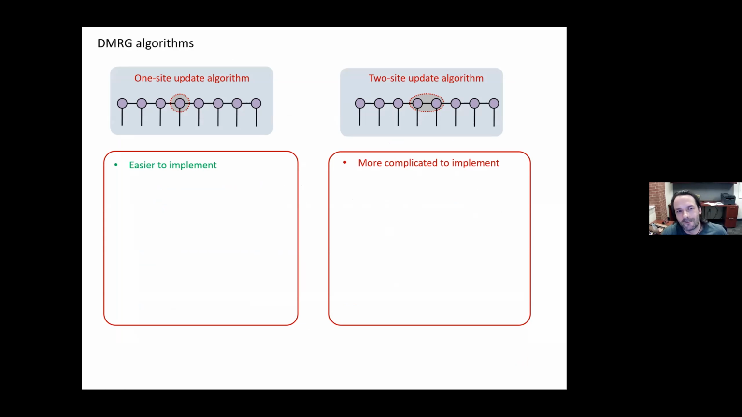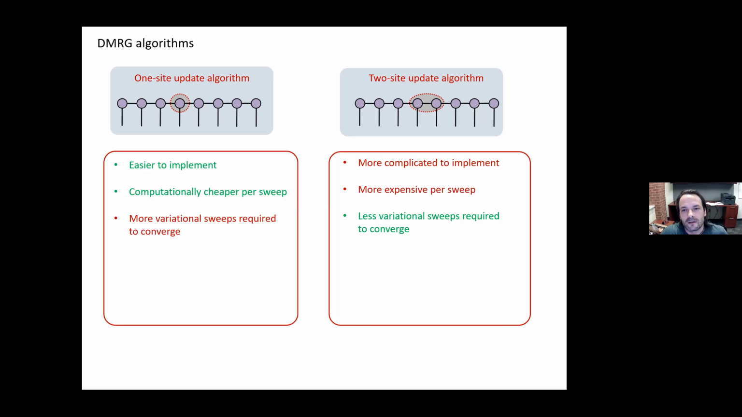Okay, so that's a very quick overview of two different ways of doing DMRG. They're usually called the one-site and the two-site algorithm. The one-site one is easier to implement in that you have fewer steps involved. It's computationally cheaper to do per iteration because the environment you're computing is smaller. However, it's known that the two-site generally converges much faster, so fewer variational sweeps. It's generally less likely to get stuck in a local minimum as well.